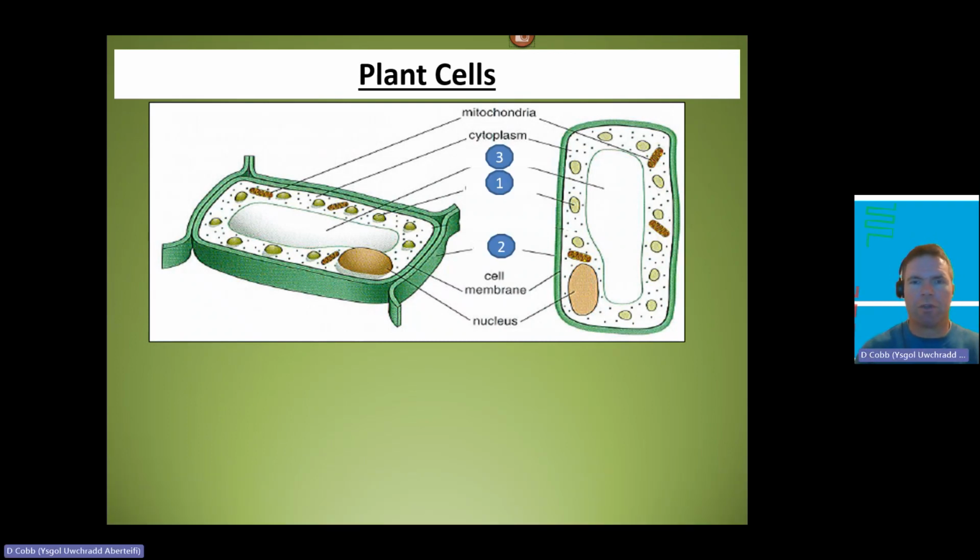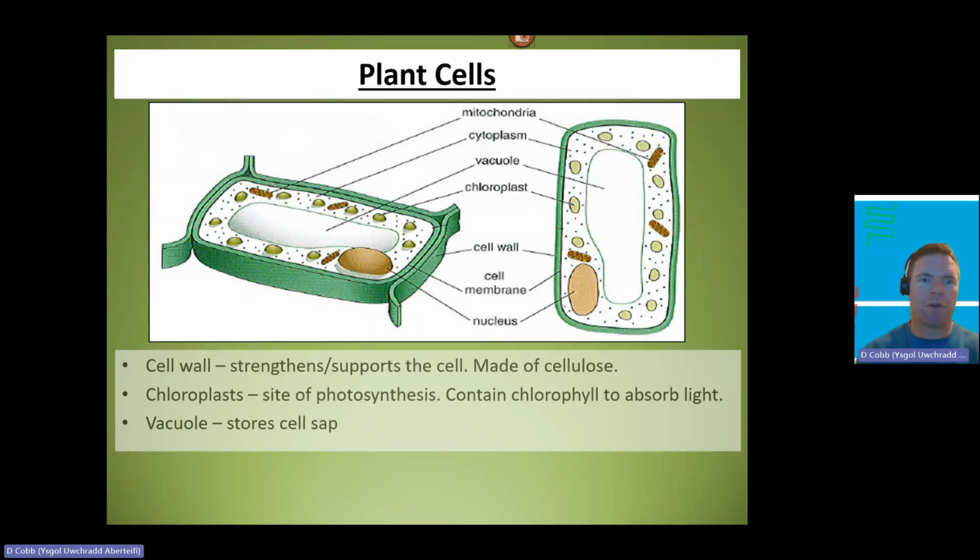Same thing. Pause the video. See which of those you can remember. Okay, so number one, those are the chloroplasts. Number two, the cell wall. And number three, the permanent vacuole.